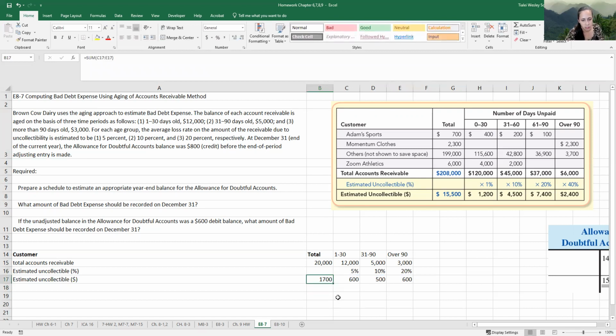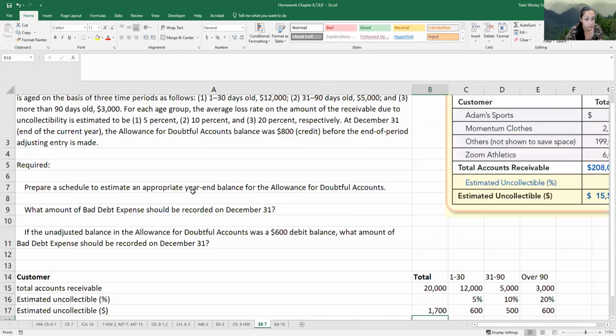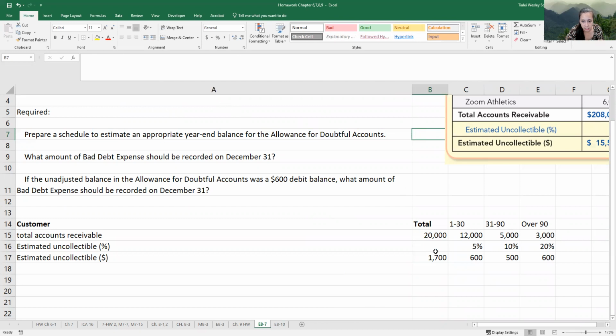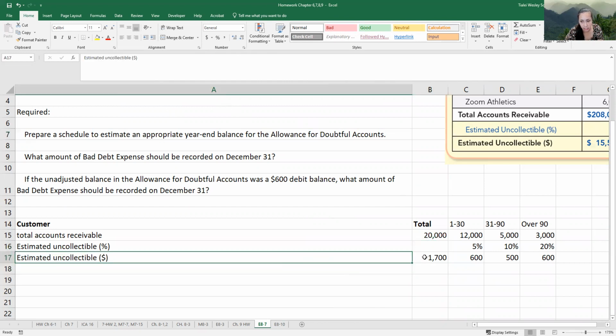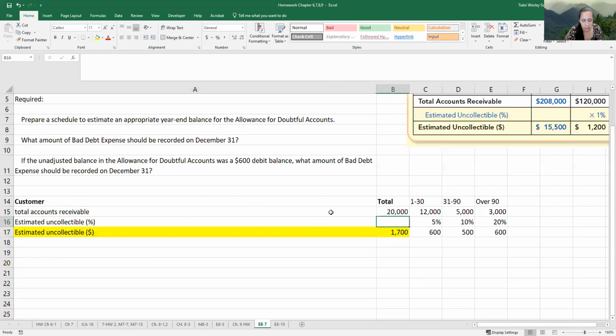Or I could just copy this formula and paste it down here, and it looks like it's summing those up fine. So we're preparing a schedule to estimate an appropriate year-end balance for the allowance for doubtful accounts, and we did that. We prepared the schedule, and the total estimated uncollectible was $1,700. And the total outstanding is $20,000.